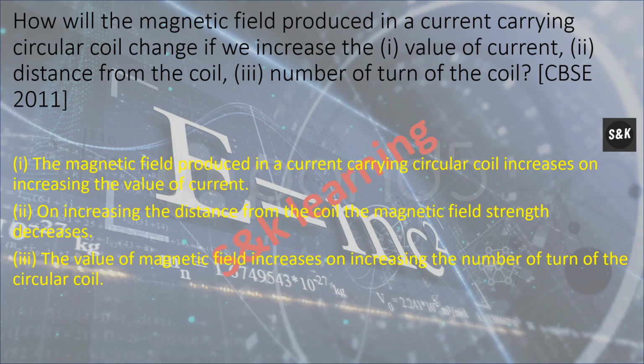How will the magnetic field produced in a current carrying circular coil change if we increase the value of the current? The magnetic field produced in a current carrying circular coil increases on increasing the value of current. It decreases on increasing the distance from the coil, and it increases on increasing the number of turns of the circular coil.